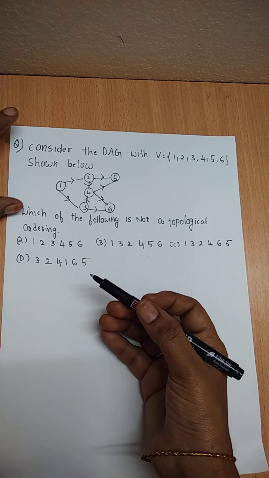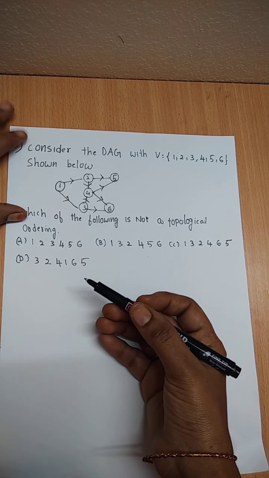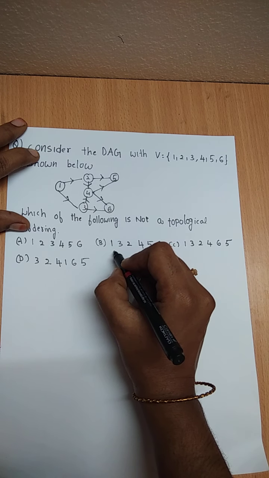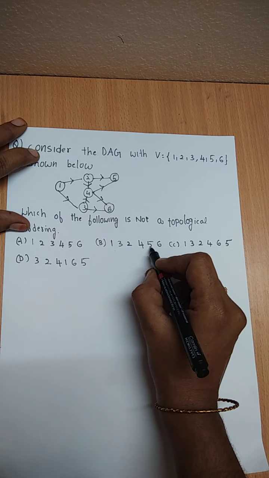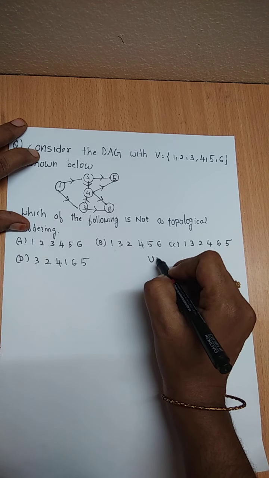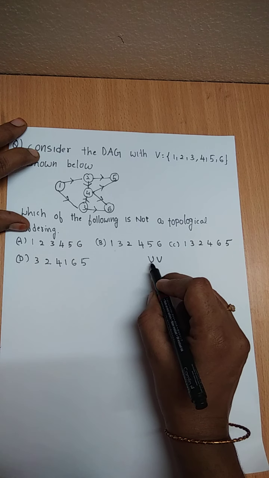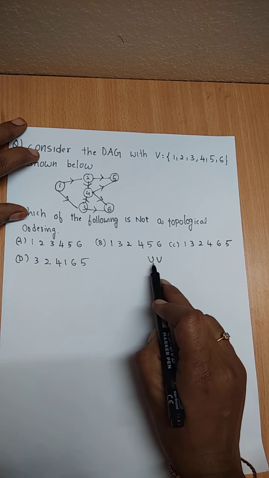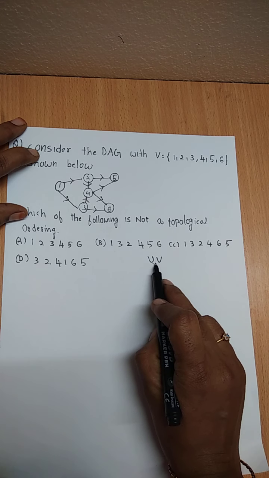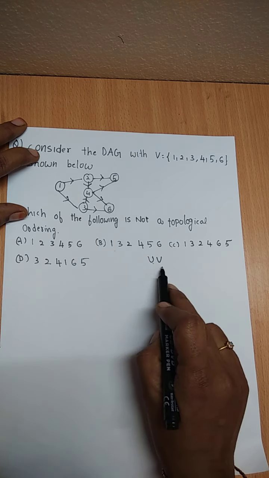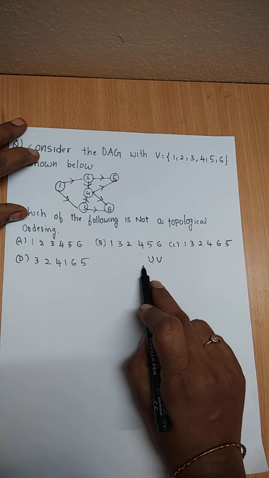So what does topological ordering mean? For topological ordering, we have to maintain one rule. For a particular graph, if we consider any two vertices, let us say u and v, from this topological ordering, and there is an edge from the vertex u to v, the vertex u must appear before the vertex v in the topological ordering.